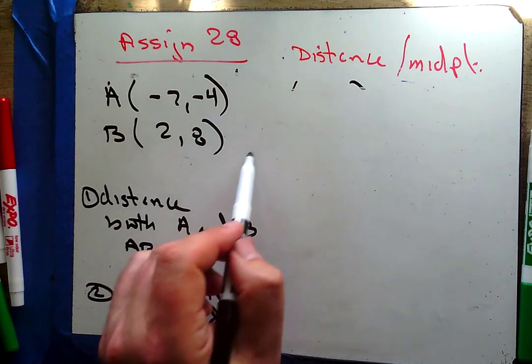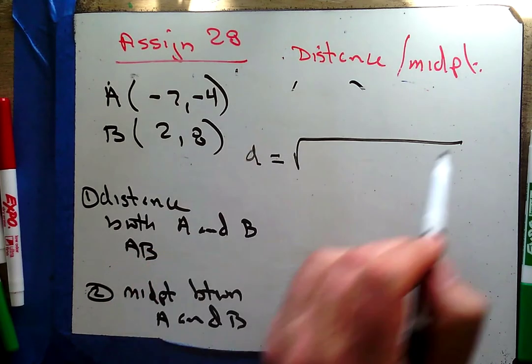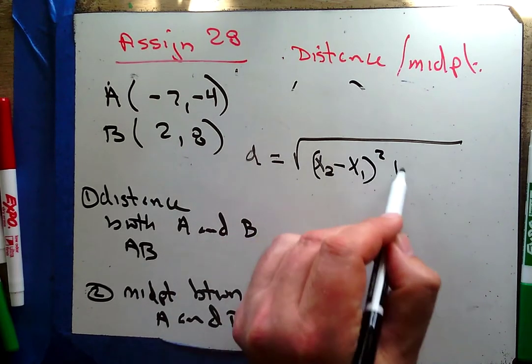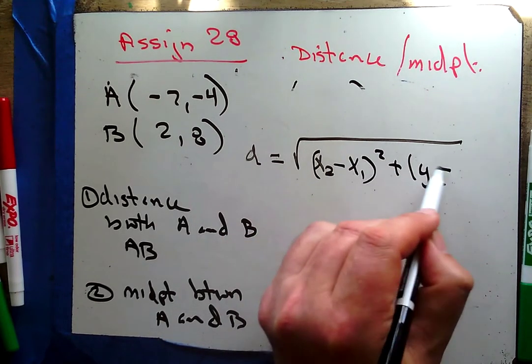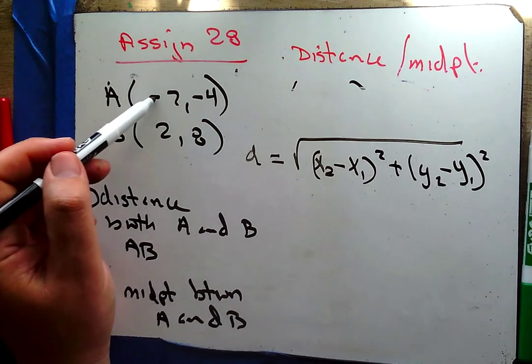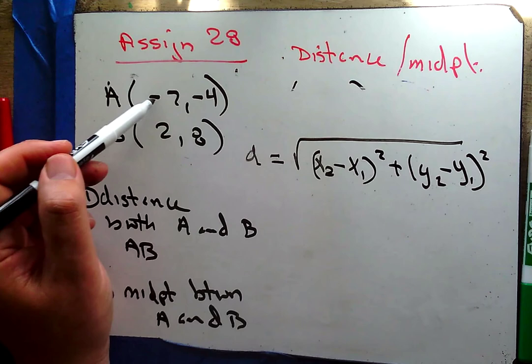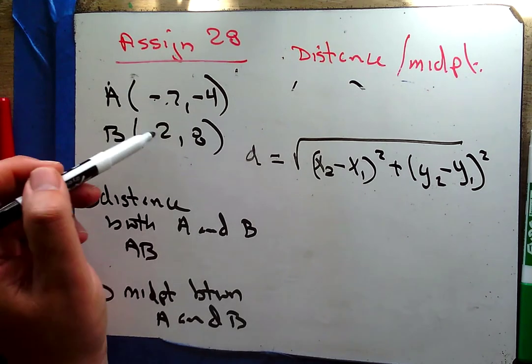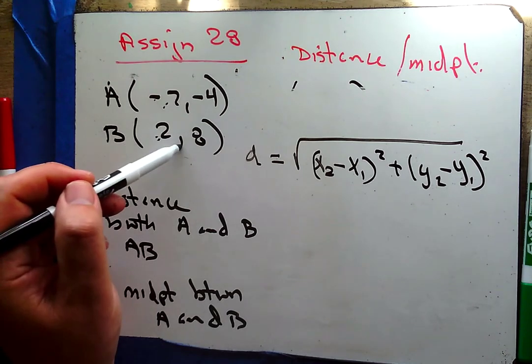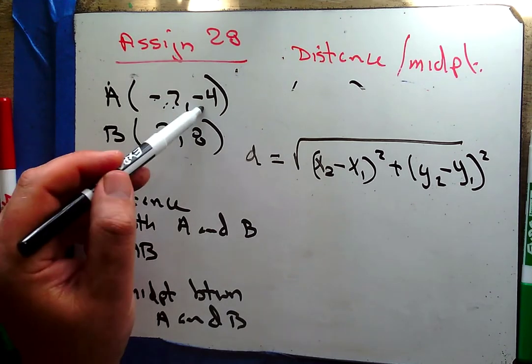Well, we had this formula, which came from the Pythagorean theorem, x2 minus x1 squared plus y2 minus y1 squared. Well, it doesn't matter if this is x2 or x1. If this is x1, this is x2. If this is x2, this is x1. If this is x1, then this is y1.